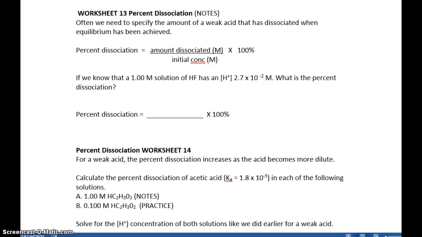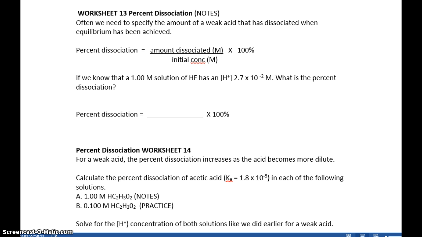So now I'd like you to turn to Worksheet 13 to look at percent dissociation and these notes. It says, often we need to specify the amount of a weak acid that is dissociated when the equilibrium has been achieved. It's really easy. You're just going to take the amount dissociated, which is almost always going to be your hydrogen ion concentration, it could be different if it's a base, divided by your initial concentration times 100.